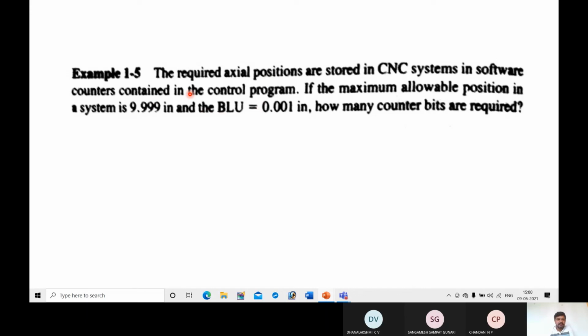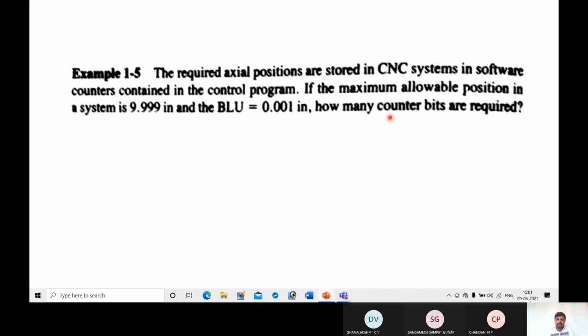Now I will explain. The required axial positions are stored in CNC systems in software counters contained in the control program. If the maximum allowable position in a system is 9.999 inches and the basic length unit is 0.001 inches, how many counter bits are required? You need to make a decision on how many counter bits are required, whether it should be a 16-bit, an 8-bit, or a 4-bit counter, like that.